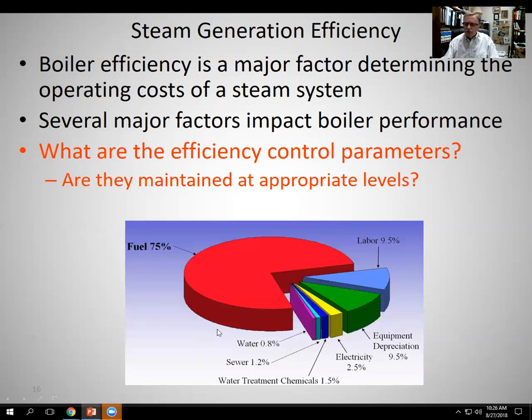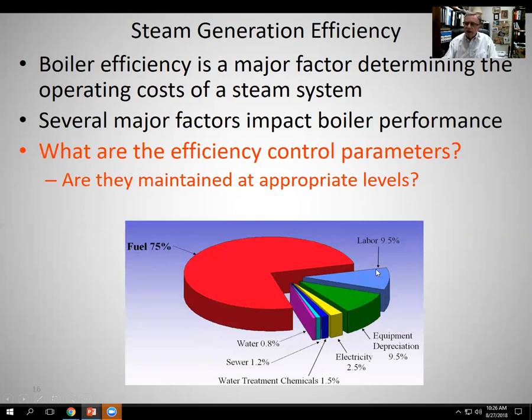The pie chart here shows the overall cost of owning and operating a steam system. So we see 75% is fuel. So if you can improve your combustion efficiency by 2, 3, 4%, that can turn into a lot of money over the course of a year or the lifetime of a boiler.